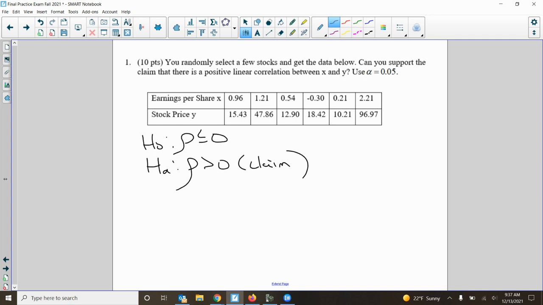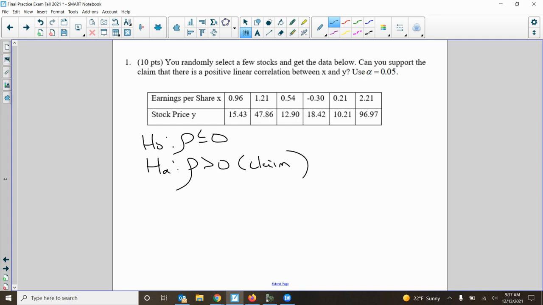So you're starting out with the assumption that there's either no linear correlation, or if there is, it's negative. And we're assuming that so that we can show it's positive. We have to assume the exact opposite to show that the alternative is true. So we're going to assume that there's no correlation or that there's negative correlation in order to show that there's a positive correlation. Makes sense. This is what we always do.